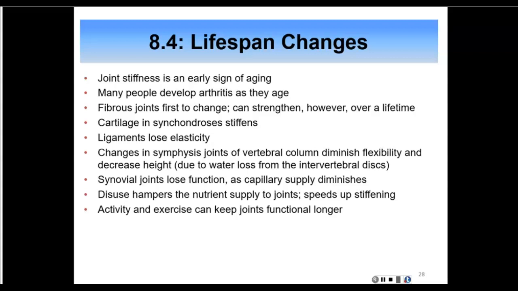Synovial joints will lose their function as the capillary supply diminishes. And activity and exercise will help with joint function. As long as there's movement, it will help your joints.